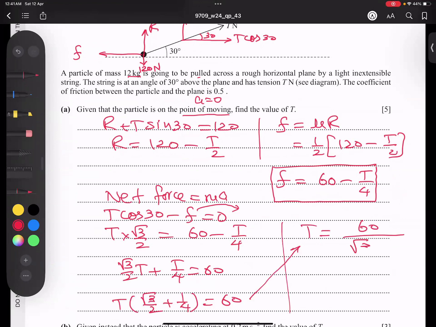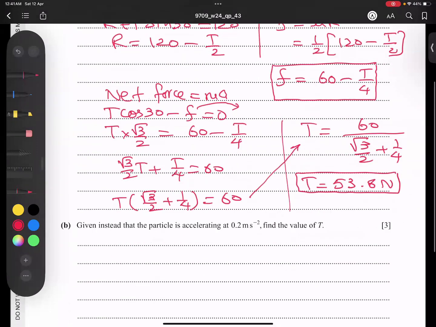Why am I doing it this way? Sometimes he asks you for the exact value. So this gives you the exact value if you complete it here, or if you type it in the calculator, it will give you the answer, and the answer turns out to be 53.8 newtons. I hope you got the point. Very clear. The first part is finally done. So let's talk about the next part.